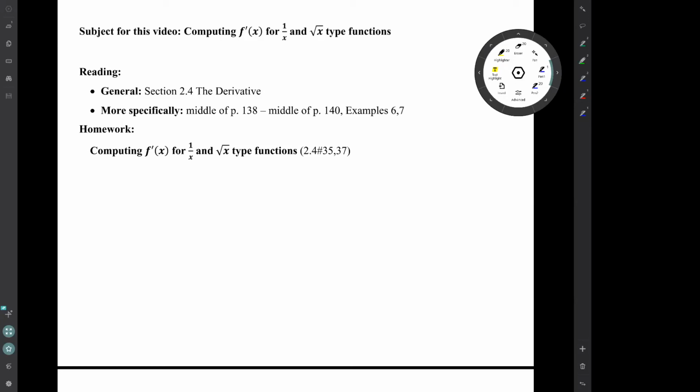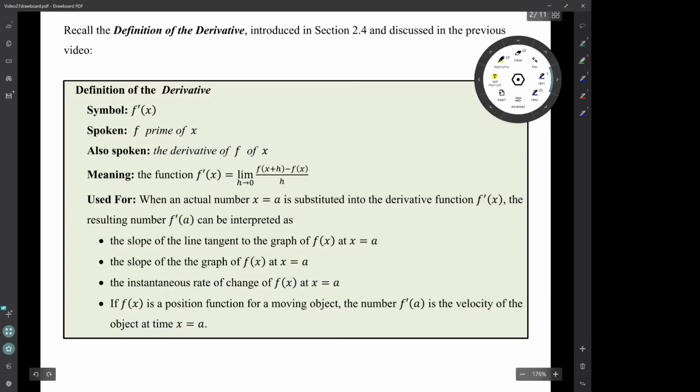Hi, I'm Mark Barsamian. In this video, I'll be discussing finding the derivatives of 1 over x and square root of x type functions using the definition of the derivative. This material is from section 2.4 of the book. More specifically, it's from the middle of page 138 to the middle of page 140, examples 6 and 7. And the corresponding homework is 2.4, number 35, 37.